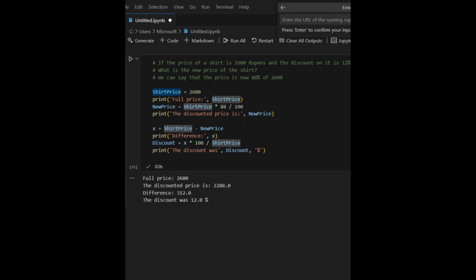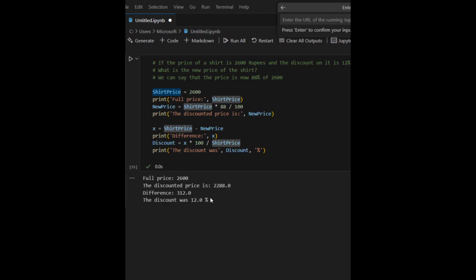After that, the difference is calculated, and that difference is 12%. Here you can see full price is 2600, discounted price is 2288. Difference is 312 rupees, and 312 is 12% of 2600.